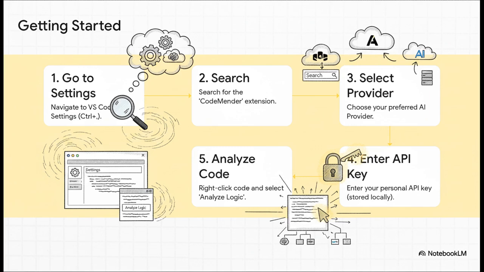So if you're thinking, all right, I want to try this, the process looks pretty simple. You just pop into your VS Code settings, search for CodeMender, pick your AI provider from the dropdown, paste in your API key, and you're good to go. After that, just highlight some code, right-click, and hit Analyze Logic.